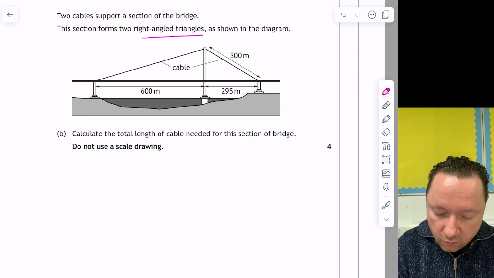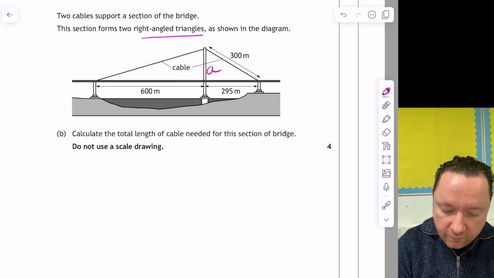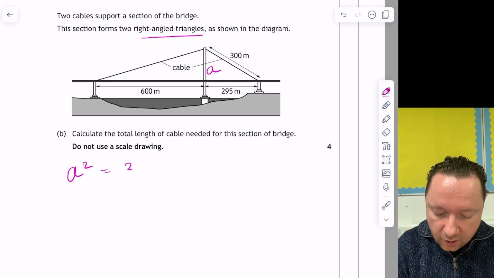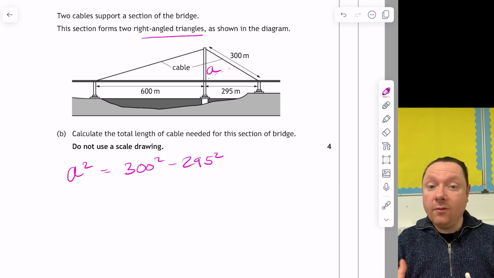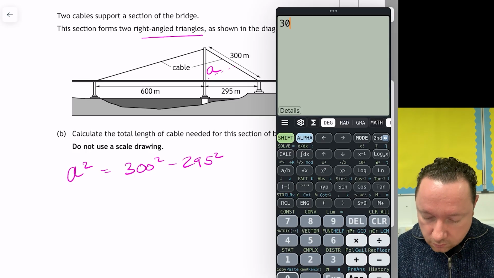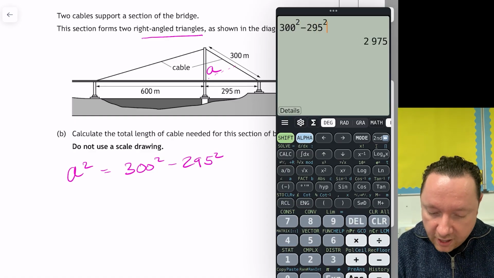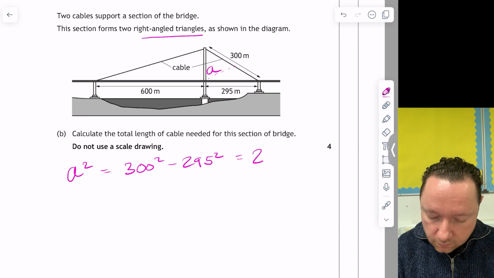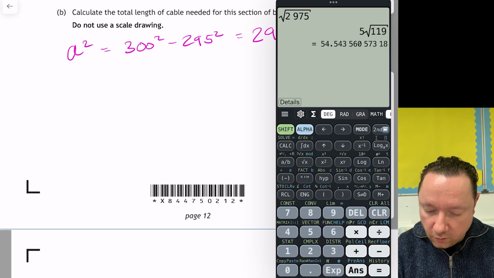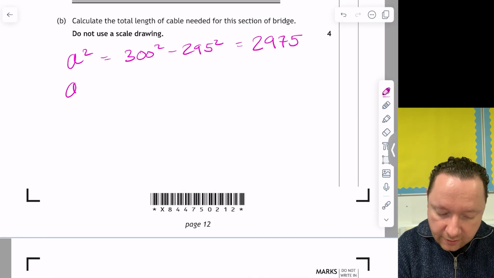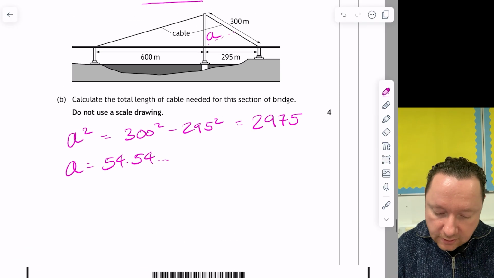So let's call this bit A. Then A squared equals 300 squared minus 295 squared, because with Pythagoras, opposite the right angle is the longest side. So when I've got the longest side, I take away. That gives me 2975. A is the square root of 2975, which is 54.54. So that means A equals 54.54. That's our height, and that's in meters.